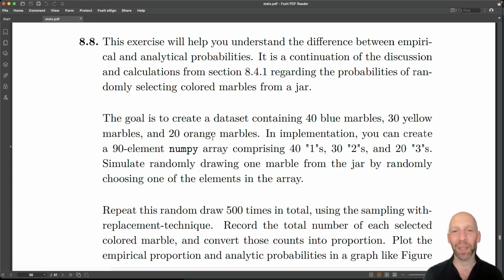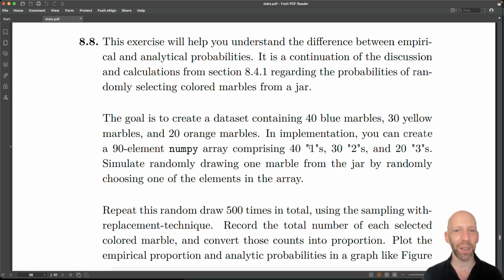Okay, so the goal in this exercise is to create a data set that simulates a bunch of marbles in a jar. So you want 40 blue marbles, 30 yellow marbles, and 20 orange marbles. You can create this in a variety of ways. I recommend creating a NumPy array comprising 1s, 2s, and 3s. You can also use 0s, 7s, and 114s. It doesn't really matter so much, but it is easy to use numbers.